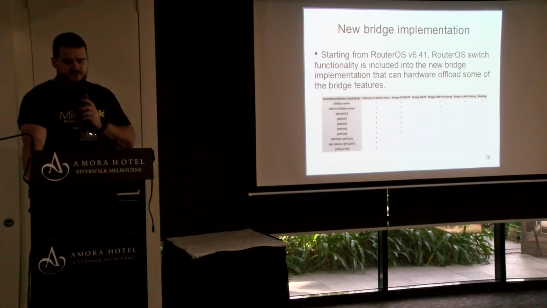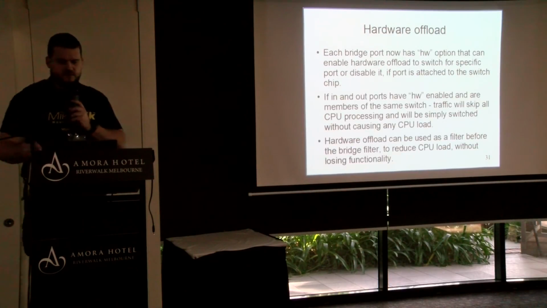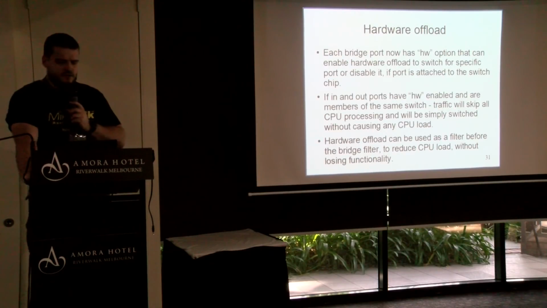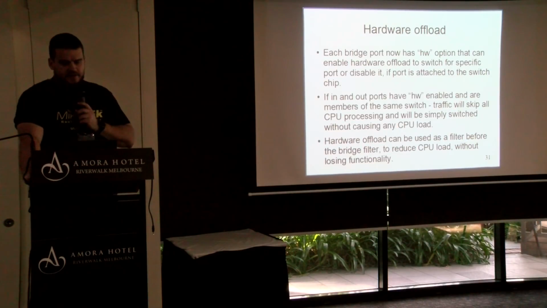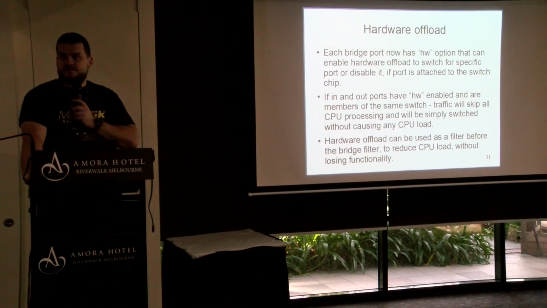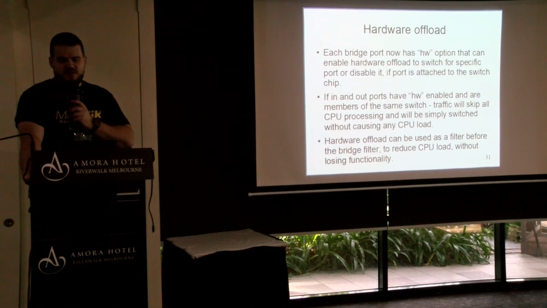And the nice thing about this is that, as I told you, there's an option on each bridge port called HW, so hardware, that you can enable yourself. And if you enable it on specific ports, those ports will skip all the CPU processing, which includes bridge filters. By the way, you can actually use this option as a filter before the filter. So for example, in Mike's situation, he wants to filter out all the traffic that's coming from the customers' virtual IP and not let that traffic to the servers.